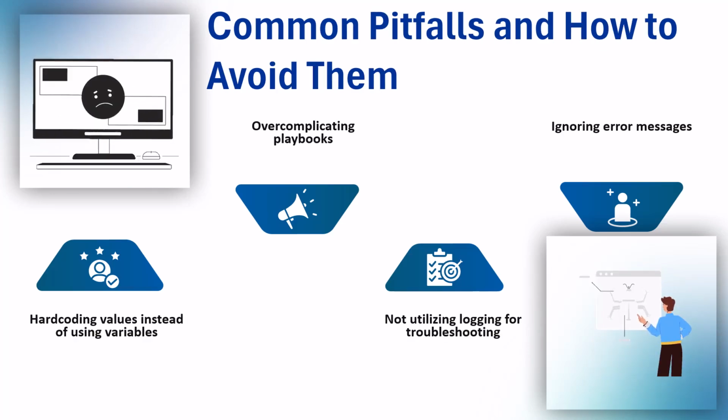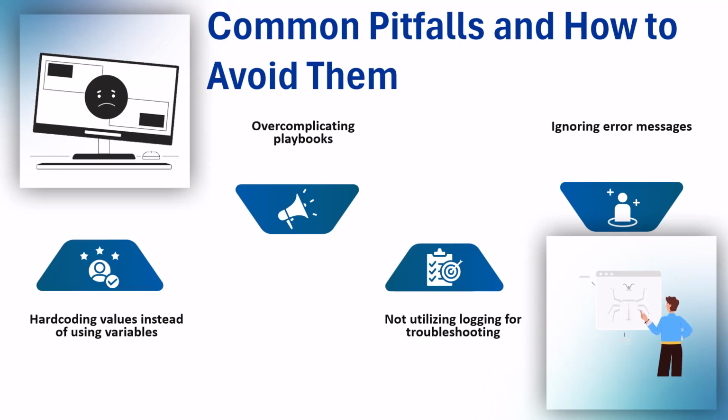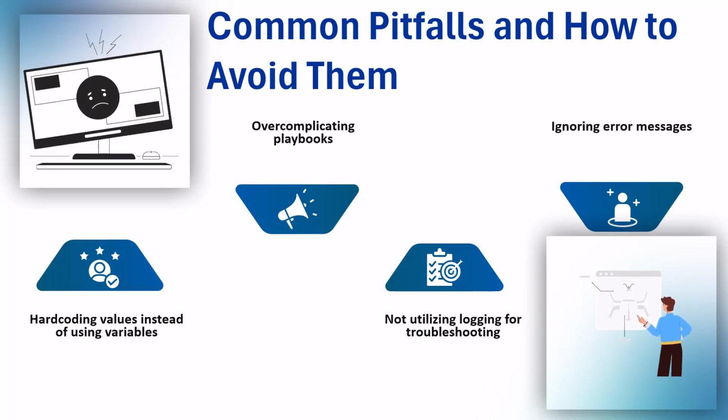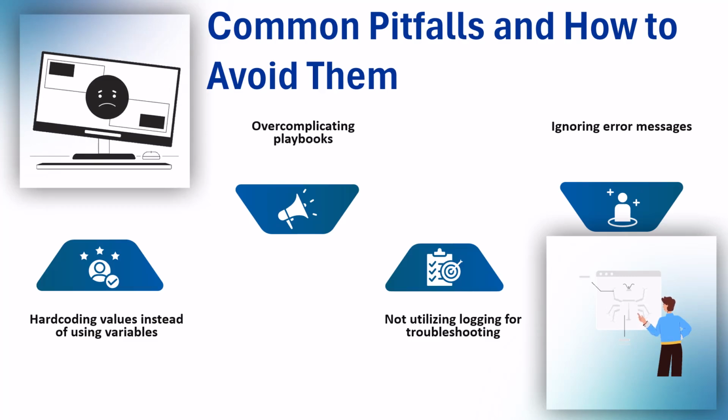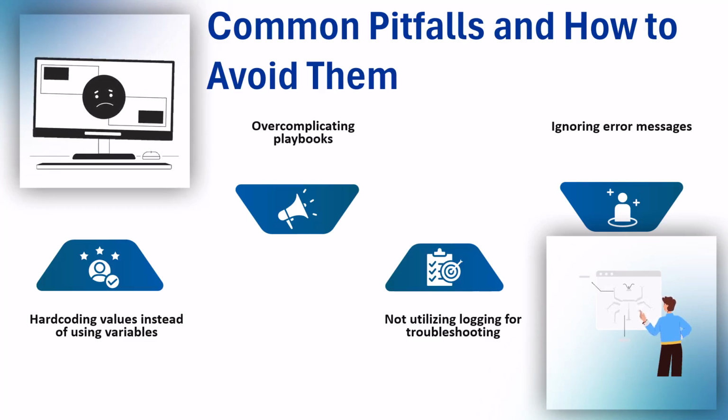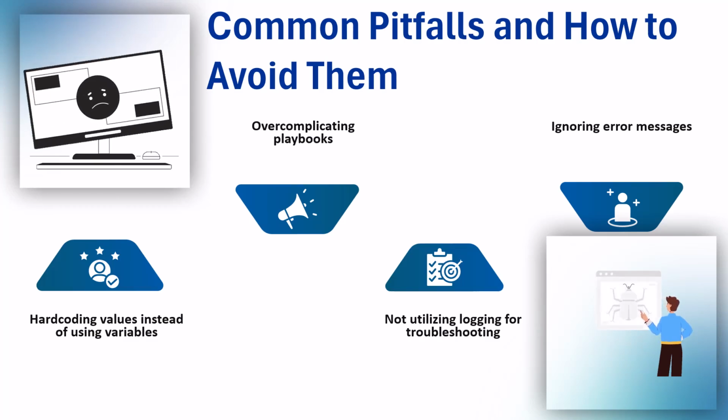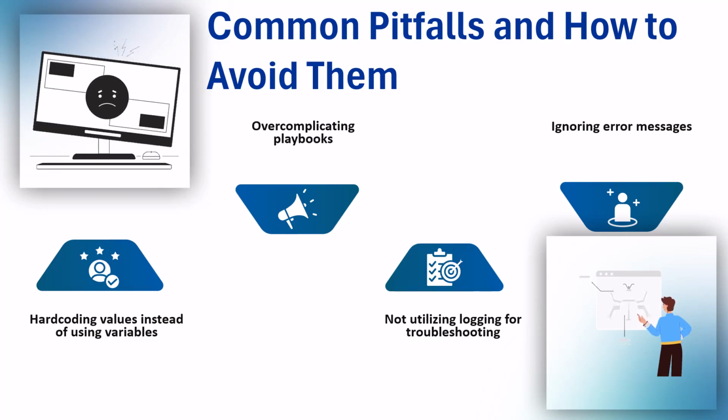Common pitfalls in Ansible are like banana peels. Avoid them, or you're in for a tumble. Overcomplicated playbooks are tough to debug, so keep them lean. Ignoring error messages is like walking past a flashing red warning sign. Use variables instead of hard-coded values, and always enable logging. It's like leaving breadcrumbs for future you.